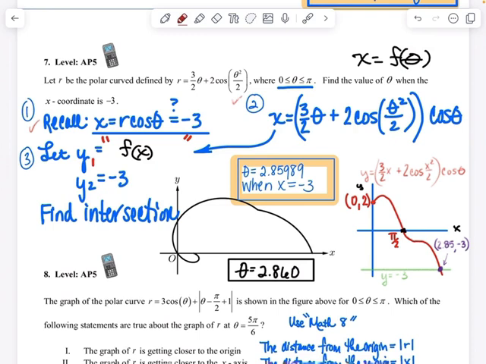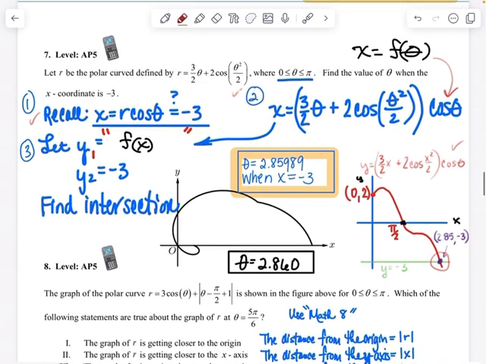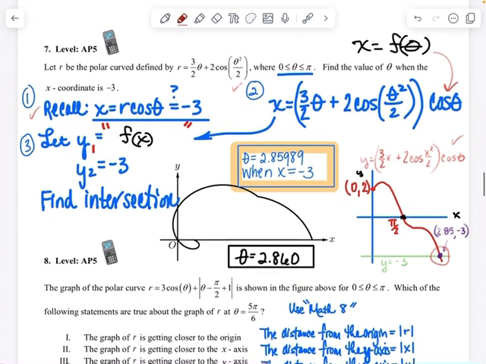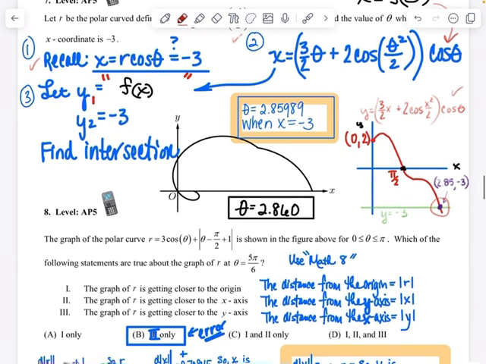And then that x is a function of theta, I would change it to a function of x. I know it's kind of weird, so it would be like y as a function of x. Then I would put that in the calculator. Y1 is f of x and y2 is -3, and I would find the point of intersection that occurs at 2.85989. I would round it to 2.860. So x has a value of -3 when theta is equal to 2.860. I challenge you to find out where it is on that particular graph, okay?